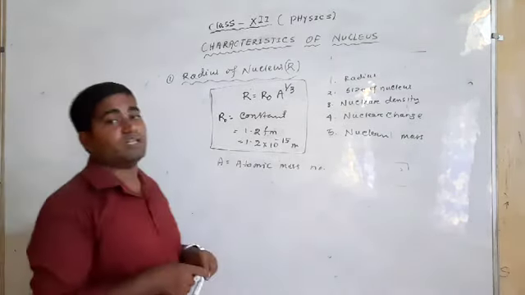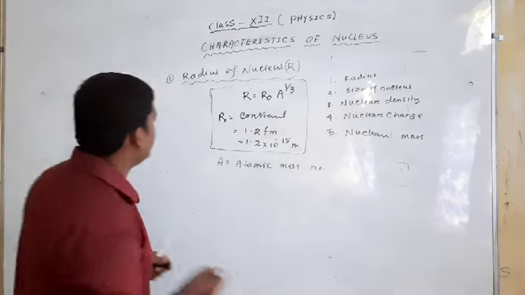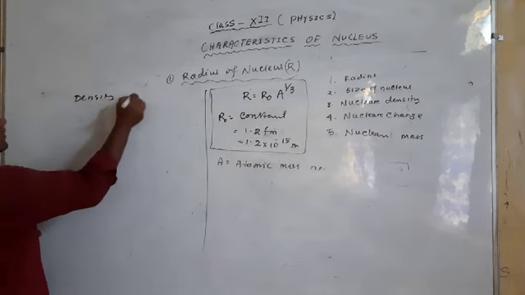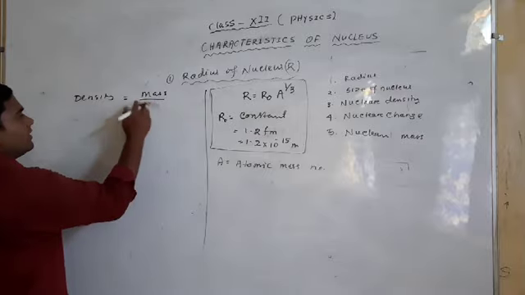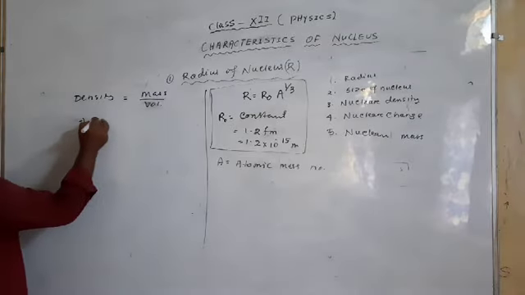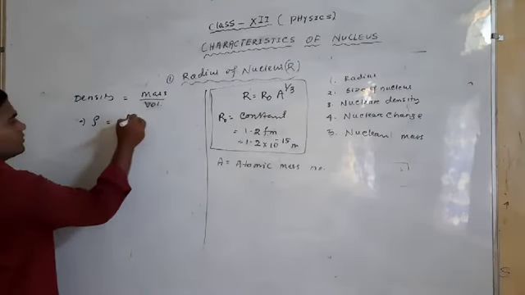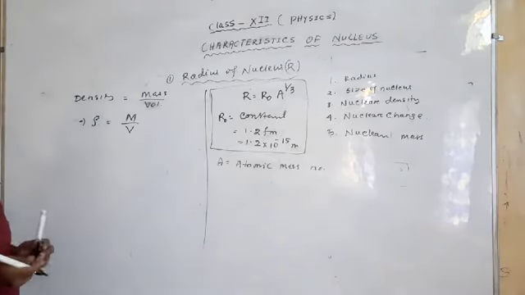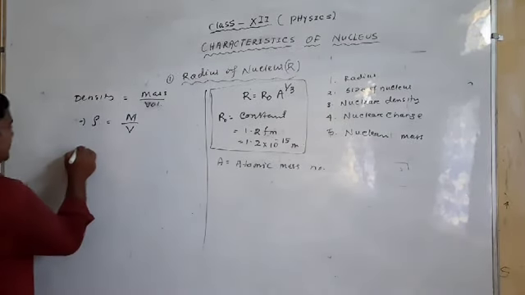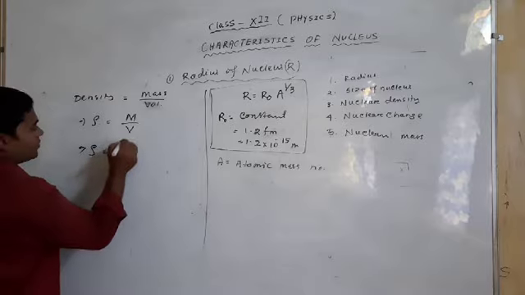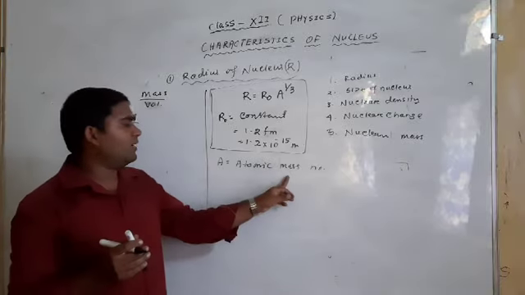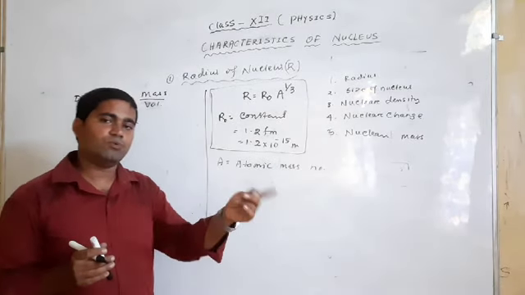This relation can be derived from the nuclear density. As we know, density equals mass divided by volume. Density of any substance is mass by volume. So simply we can write density, symbol rho, equals mass by volume. And the mass of the nucleus depends upon the atomic mass number. The total mass of the nucleus is atomic mass times the mass of one nucleon.